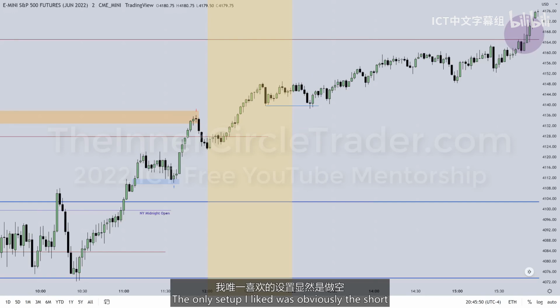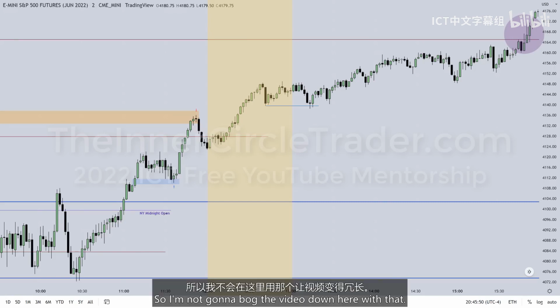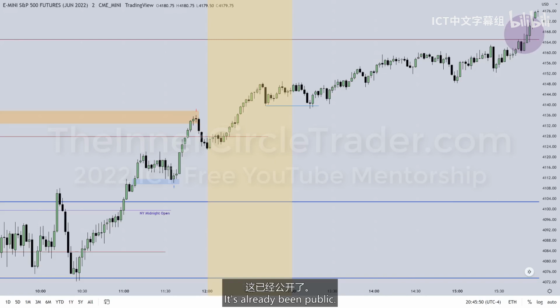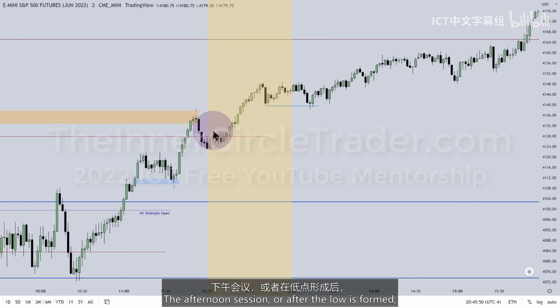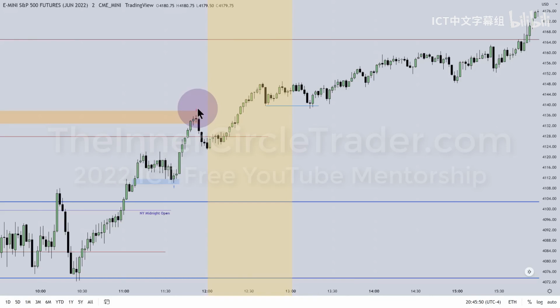The only setup I liked was obviously the short and the re-entry in addition to the short I did, and you can see that on the vignette that I posted on Twitter. So I'm not going to bog the video down here with that. It's already made public. The afternoon session, or after the low was formed, notice there's no model entry for what I've taught you so far, but we have a nice fair value gap with the continuation to the upside with the fair value gap I was pointing out real time before it happened.